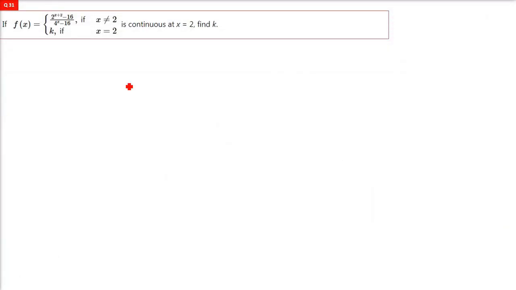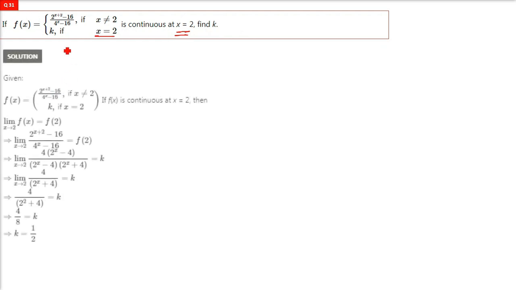Now f(x) is this term. At x equals 2, it is already given as k. So whatever comes when we apply the limit has to be equated to k. The continuity has to be checked at x equals 2, so we have to find out k. We'll just find out the limit, and that limit value is equivalent to k.